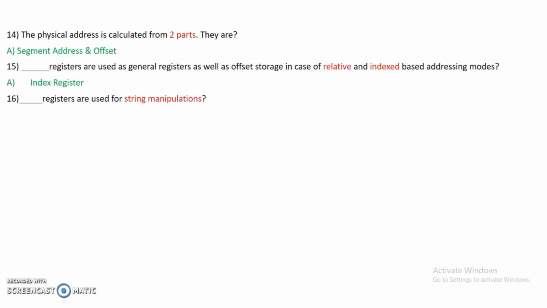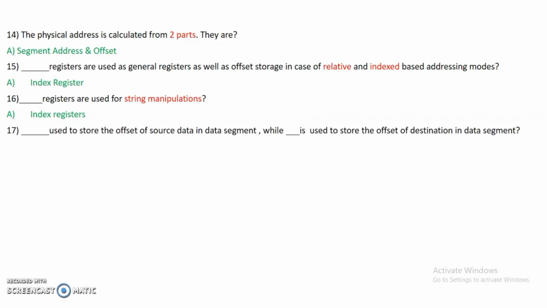Bit number 16. Dash registers are used for string manipulations. So the answer will be index registers. If you want to manipulate strings, like string concatenation or many other operations on strings, you will be using index registers.